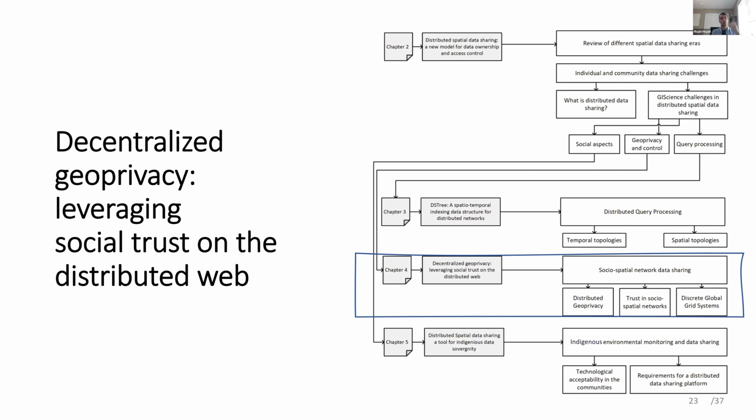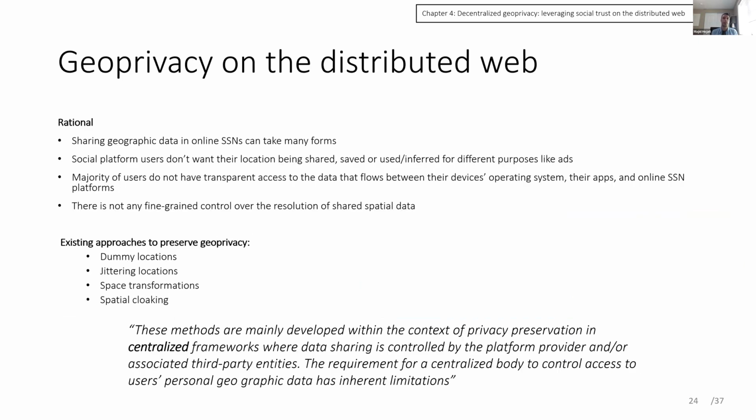If you as a user want to share a point on the network, how do you add geoprivacy to the spatial data that you are sharing? We look at social spatial network data, and in this network data, users don't want their location being shared, saved, or inferred for different purposes like advertisement.